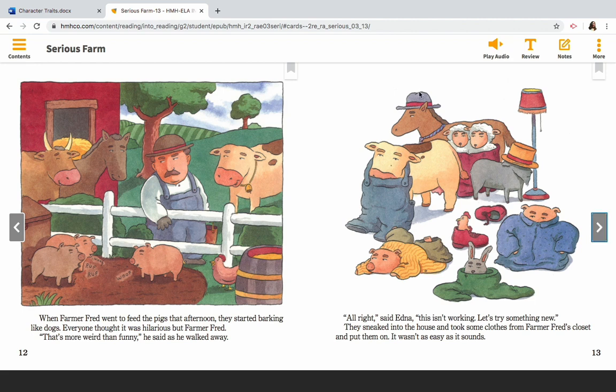Okay, so they're all dressed up in Farmer Fred's clothes. Do you think he's going to laugh at this? Do you think he's going to find it funny? What do you think?